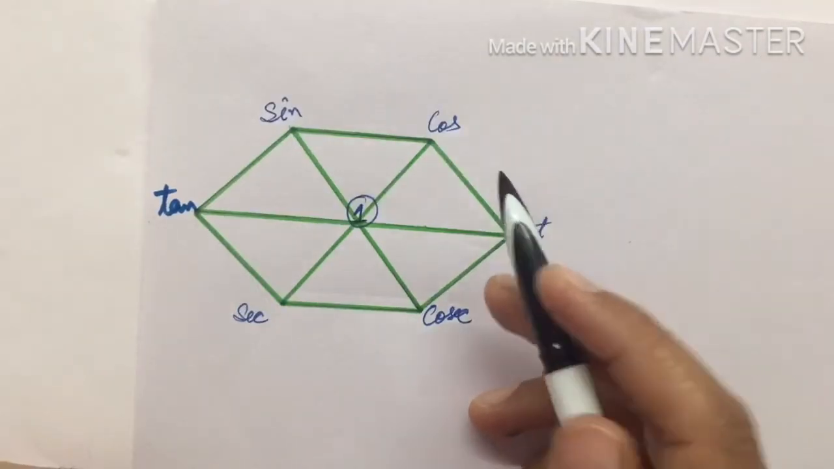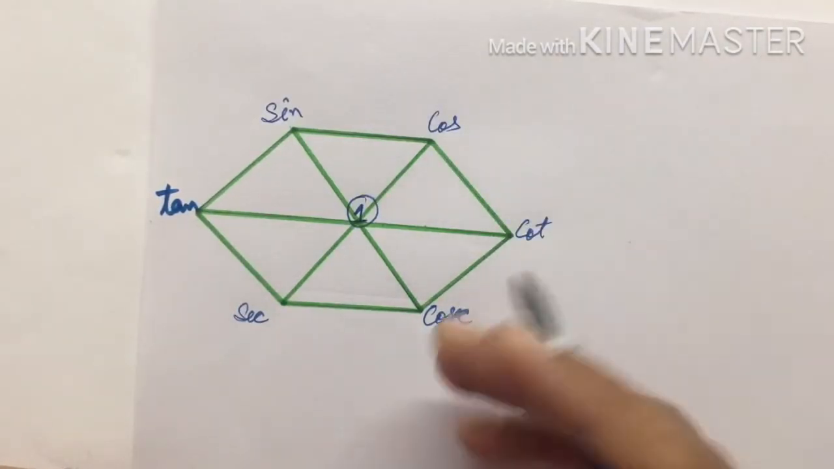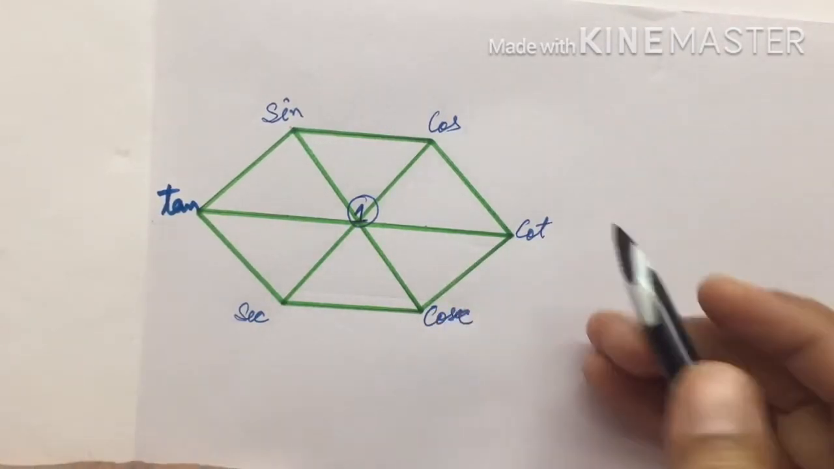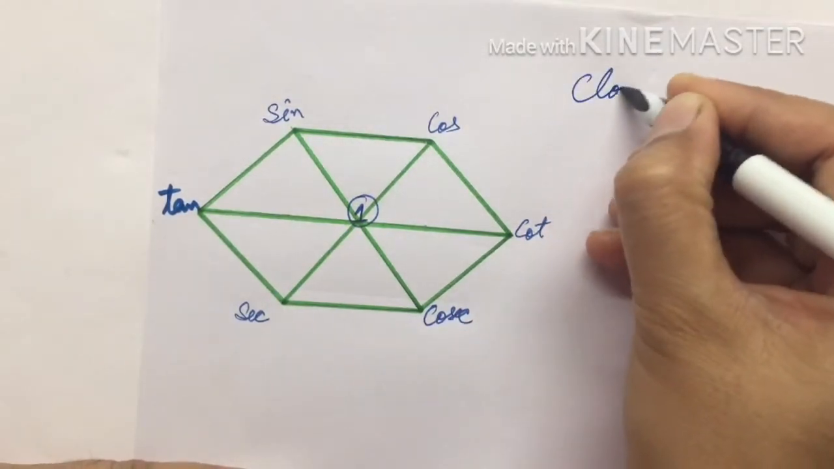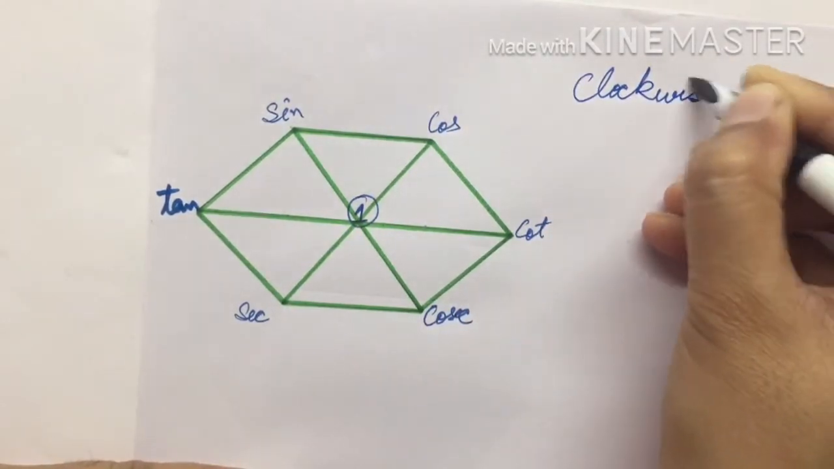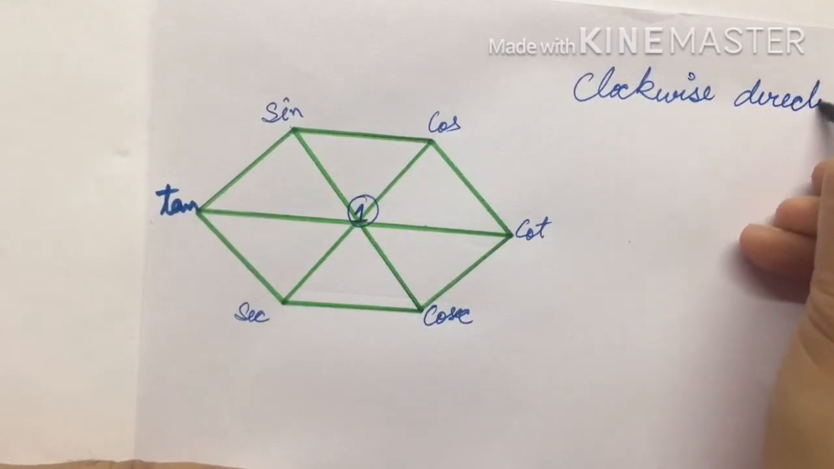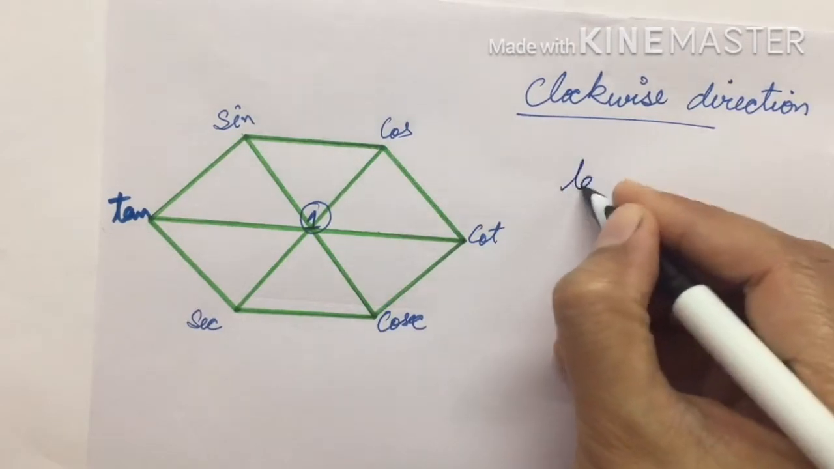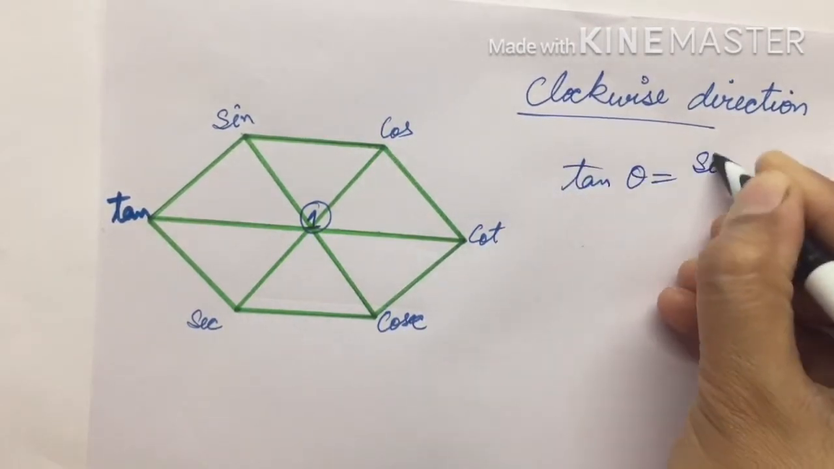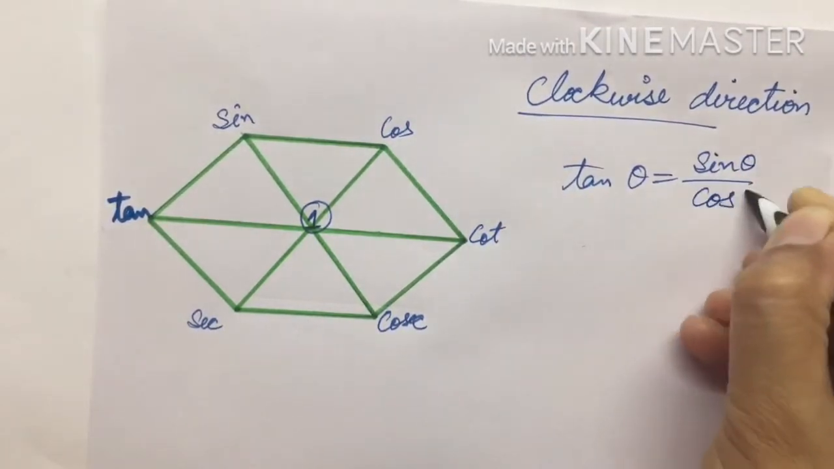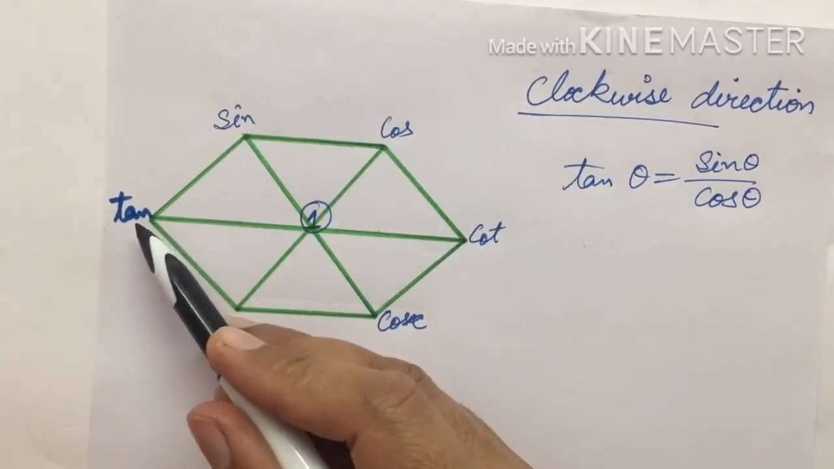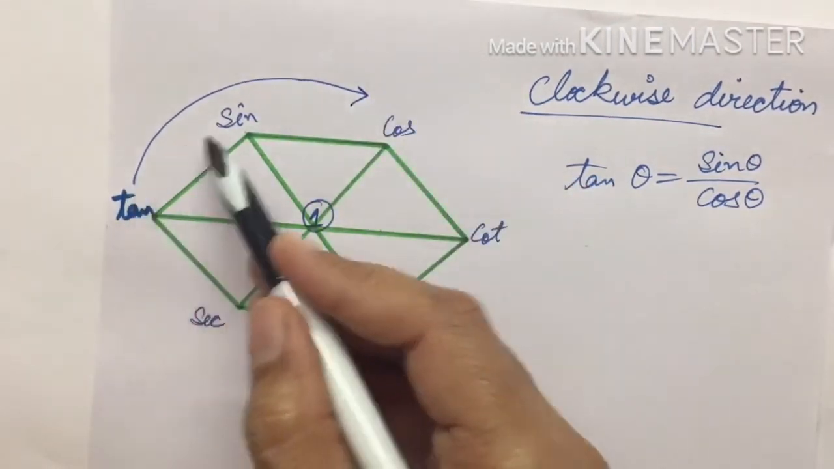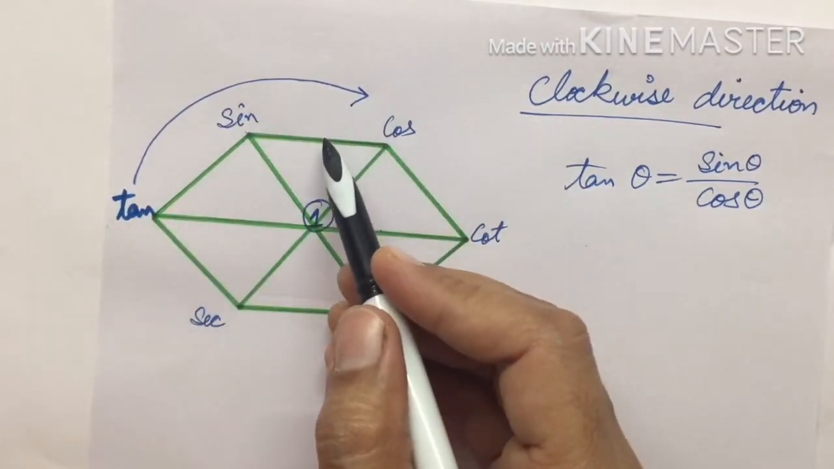Now in this part we are going to learn almost all trigonometric formulas with the help of this hexagon. First we need to move in the clockwise direction. As we know, tan theta is equal to sin theta upon cos theta. So we will start from tan theta up to cos theta. These three trigonometric ratios we are using.